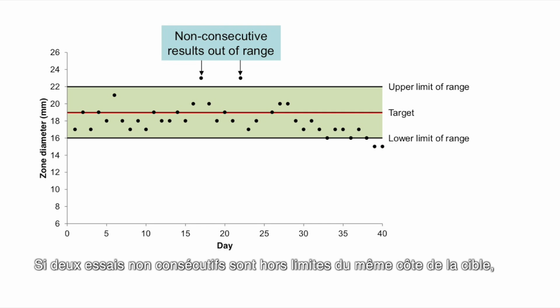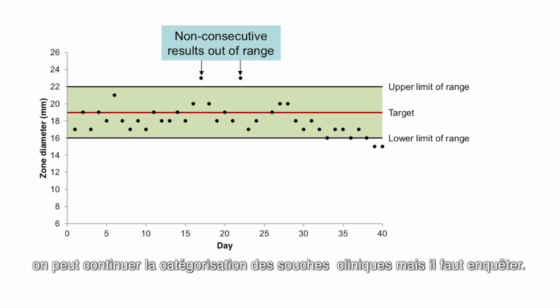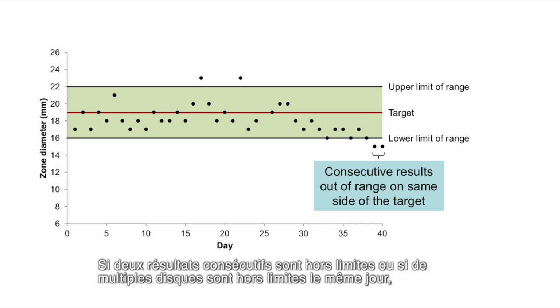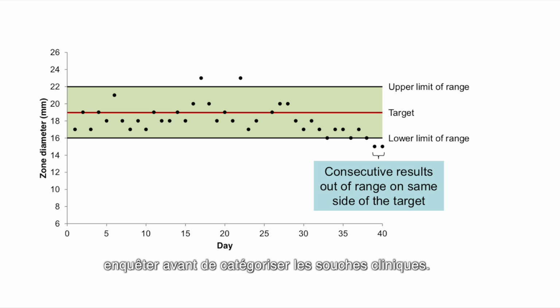If two non-consecutive tests are out of range on the same side of the target, susceptibility test results for clinical isolates may still be reported, but investigation is required. If two consecutive tests are out of range, or if multiple discs are out of range on one day, investigate before reporting susceptibility test results for clinical isolates. The tests may have to be repeated.